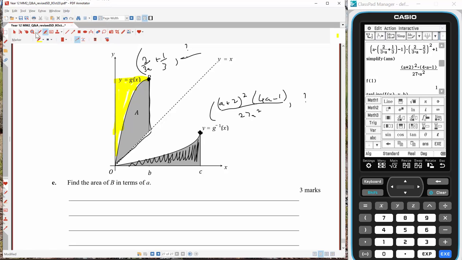All right, so here's the strategy. I don't know whether this is the only way to do this, but this is a way of doing it: I'm going to find the area from B over to 0. So let's do that. Integral from 2 over 3a plus 1/3 to 0 of g of x dx. Now, what that's going to do is give us this area here.